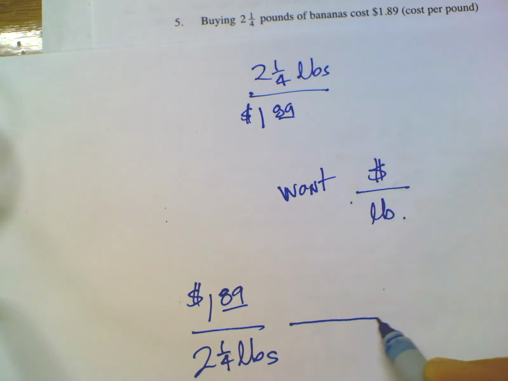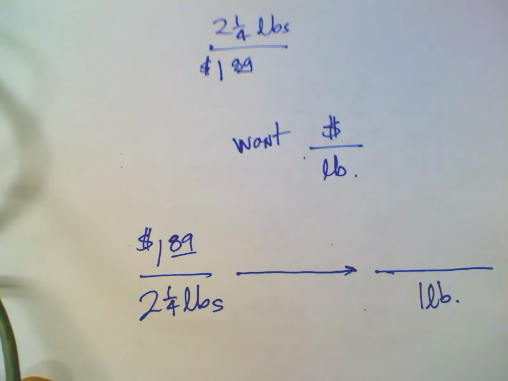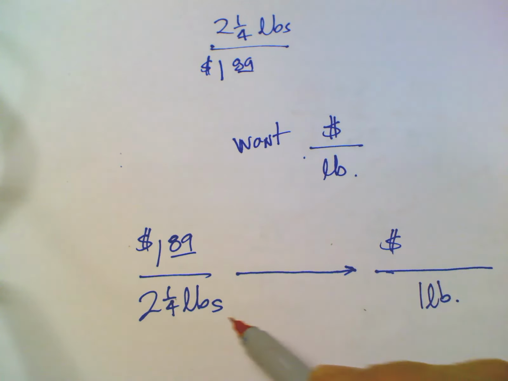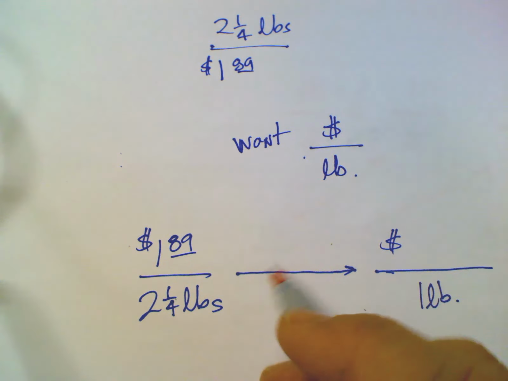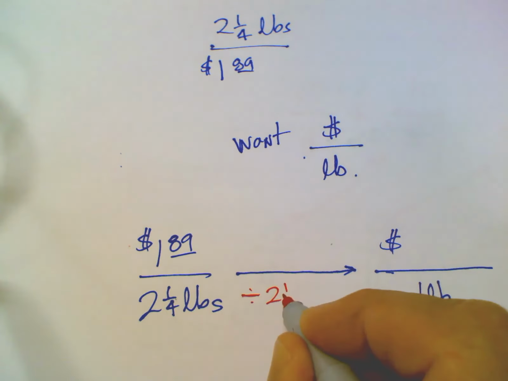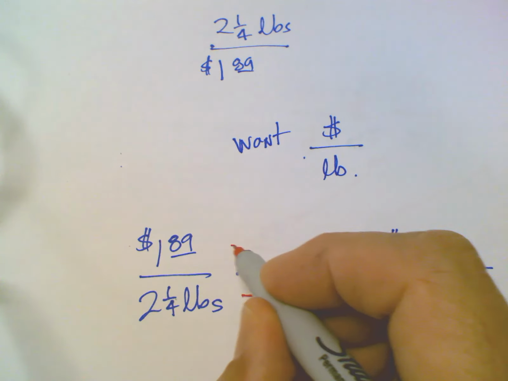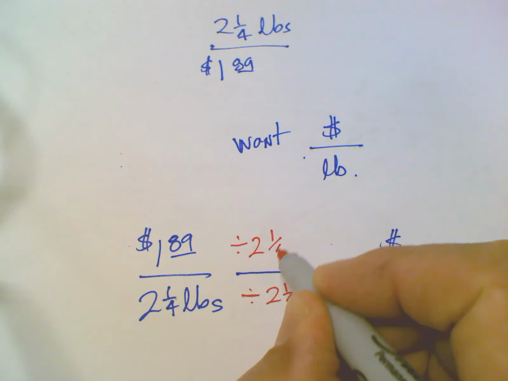What I want to do is convert that to be per pound. I need 1 pound on the bottom. I've got to figure out what my cost is for 1 pound, so I have to convert that into a unit rate. Remember, the process of converting to a unit rate: if I want this 2 1/4 pounds to be 1 pound, I can just divide evenly. So I divide by 2 1/4 on the bottom, and that becomes 1 pound. I can do the same thing on top.